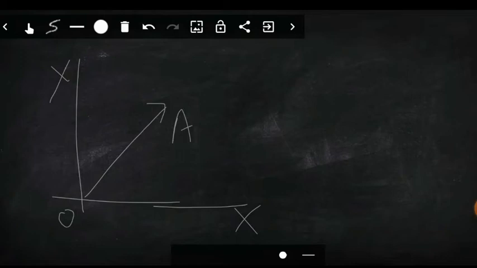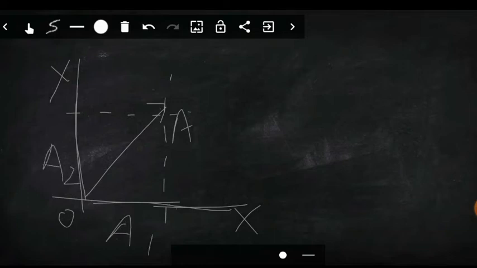That is, from the point A we have to draw a line parallel to the y axis, and from the point A we can draw a parallel line to the x axis. Okay, an intersecting point here, and according to this parallelogram law, suppose this side is along the x axis and this is along the y axis, so this side here we can consider as a vector a1, and here this side we can consider as a vector a2.